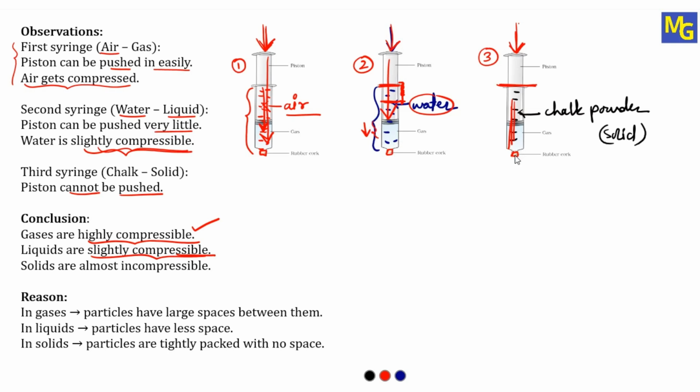But in case of third syringe, when you take chalk powder and when you push, the piston will not at all move. It will remain there itself. The level of the piston will not at all change. Means you cannot compress solids. So therefore solids are almost incompressible. Incompressible means cannot compress. So what is the reason for this?